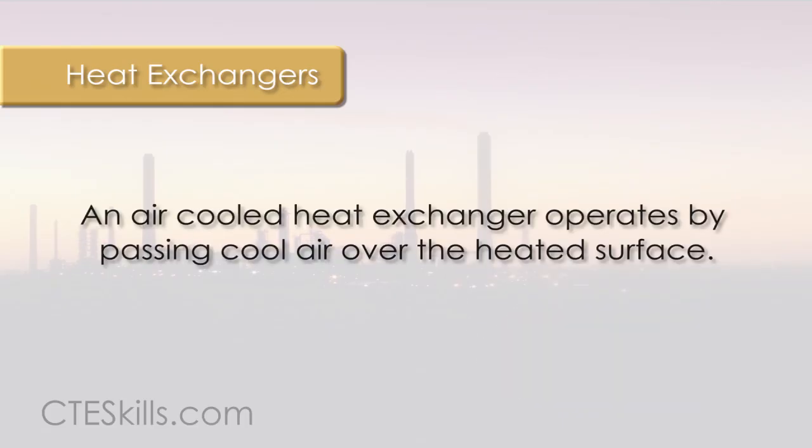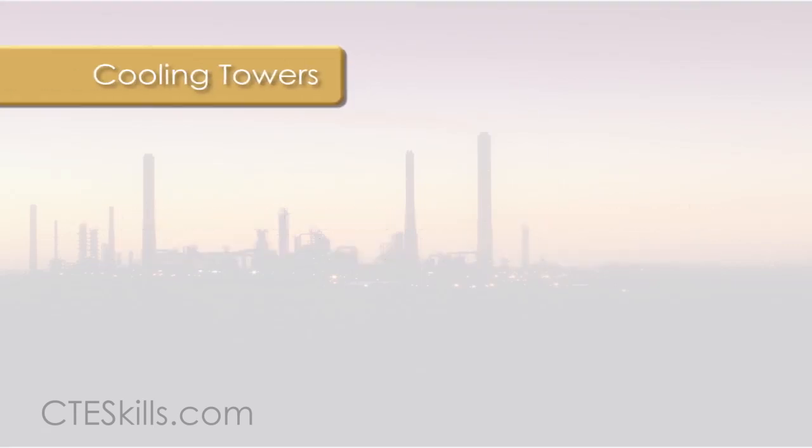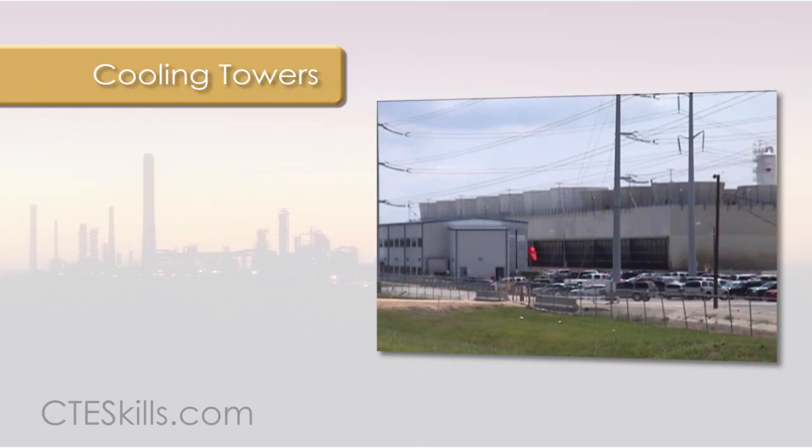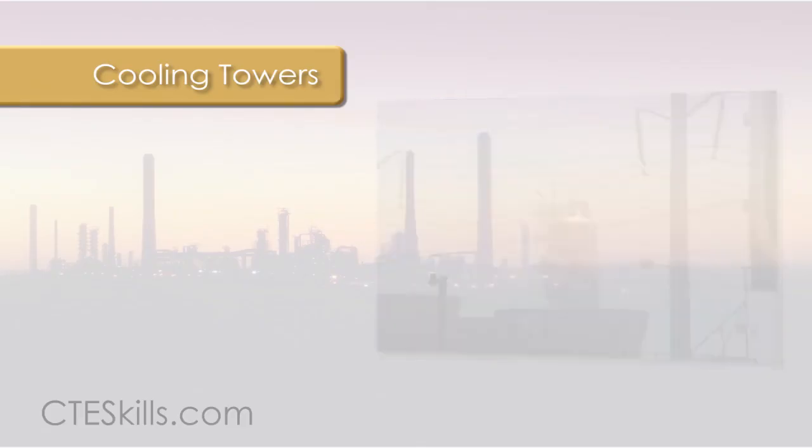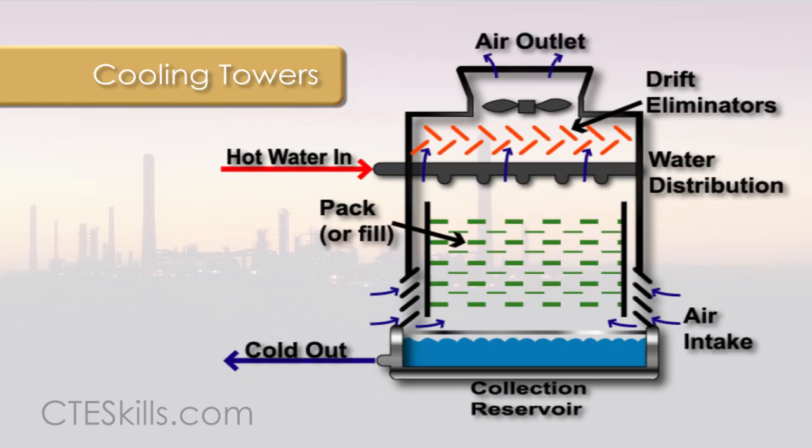An air-cooled heat exchanger operates by passing cool air over the heated surface. One example of an air-cooled heat exchanger is a cooling tower. In a cooling tower, hot water is exposed to a large volume of air inside the cooling tower. A current of air rises by means of natural or forced draft, and hot water enters at some point and is sprayed into the air. As the water evaporates, it loses latent heat to the air and is cooled.